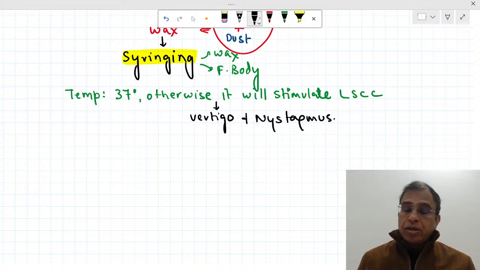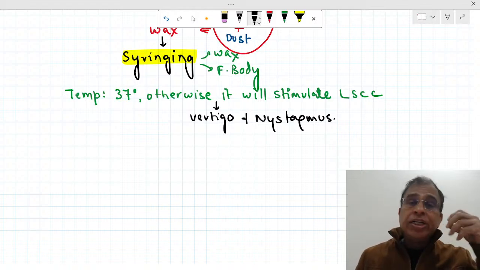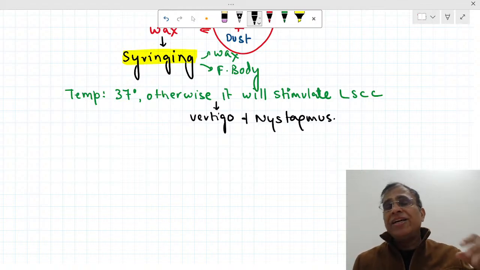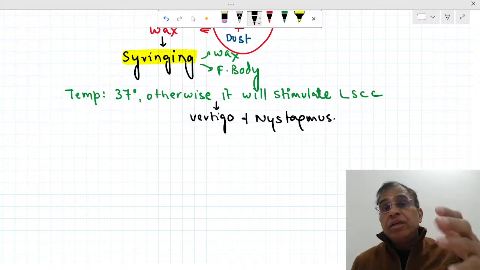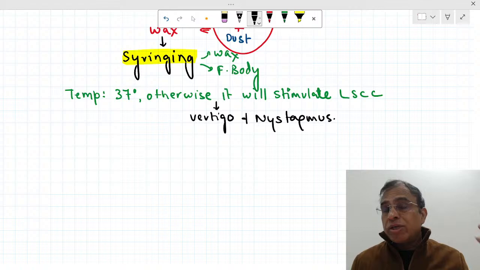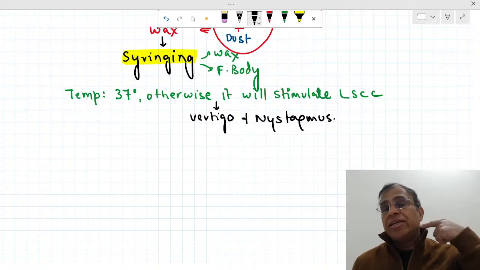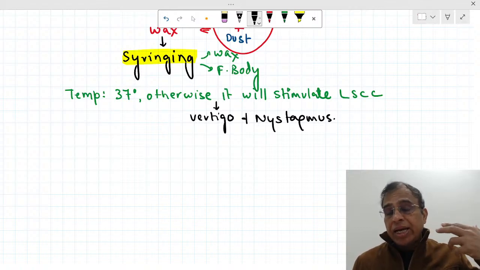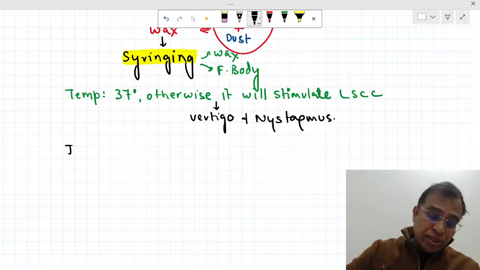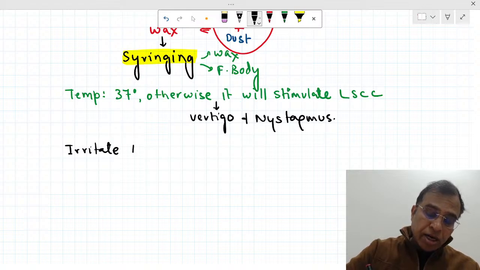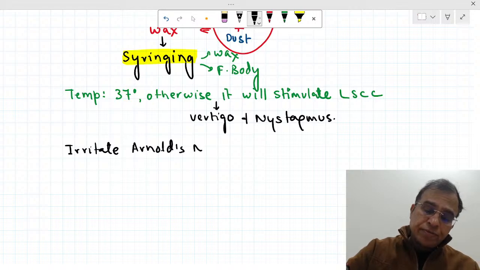Okay. Now the second thing syringing can do: see, the canal has a lot of nerves. Obviously if I touch your body, depending on which part I touch, that nerve will get stimulated. The canal also has nerves. So when you syringe, the syringe and the water will touch the canal, and the nerve gets stimulated. So it may stimulate, or you can use the word irritate, Arnold's nerve.